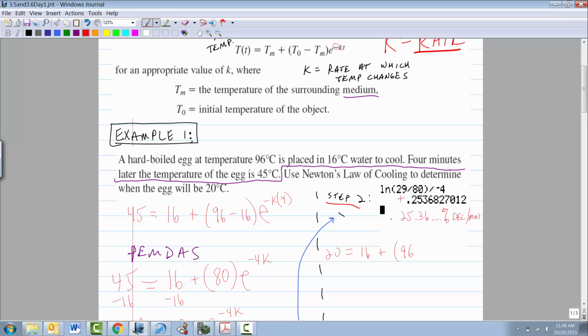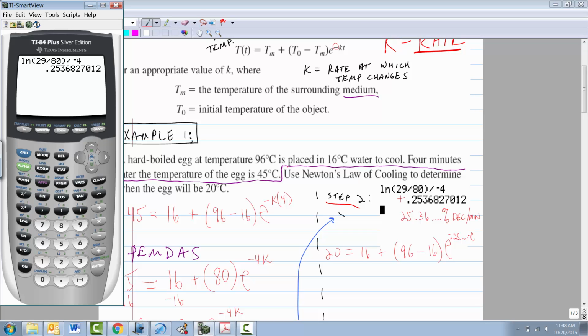So the original medium was 16 in the water, and then it originally was at 96 degrees. And now we plug in e raised to the negative 0.25 times t, because in my calculator I'm going to go ahead and store that in for x. No rounding. When you round this stuff, you really jack up Newton's law of cooling.